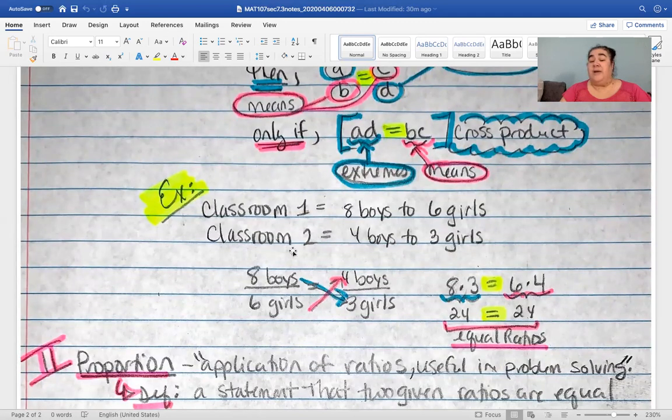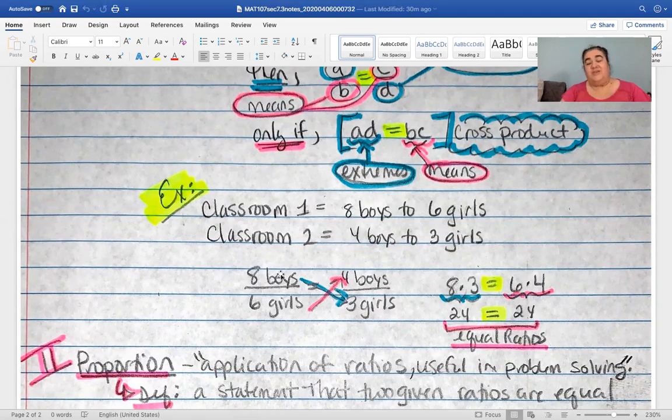Therefore, if we write these ratios as 8 boys to 6 girls, representing the ratio of boys to girls in classroom 1, and 4 boys to 3 girls, representing the ratio of boys to girls in classroom 2, and we take their cross product, multiplying the means, 8 boys and 3 girls together, and then multiplying the extremes in blue.